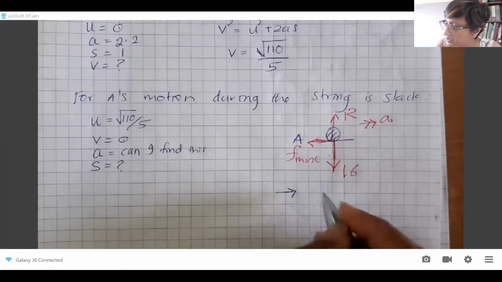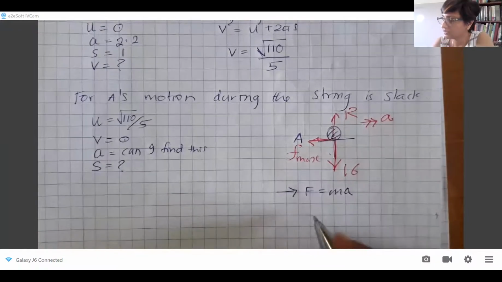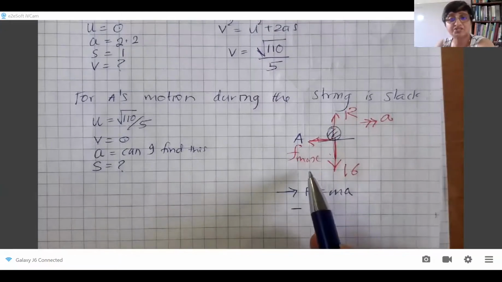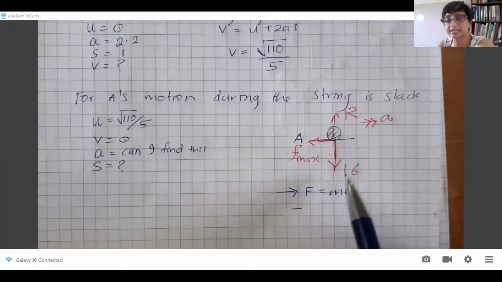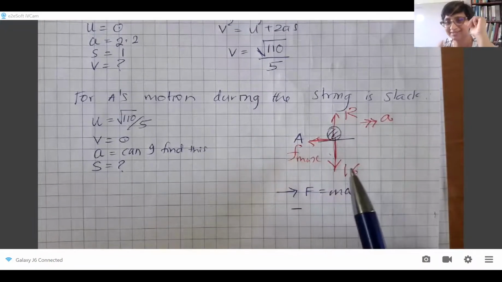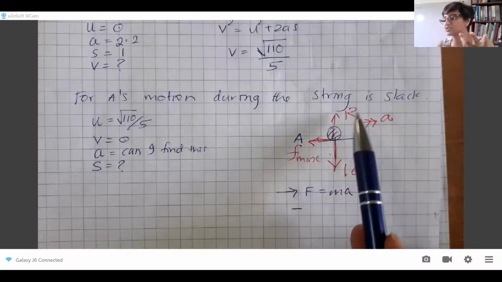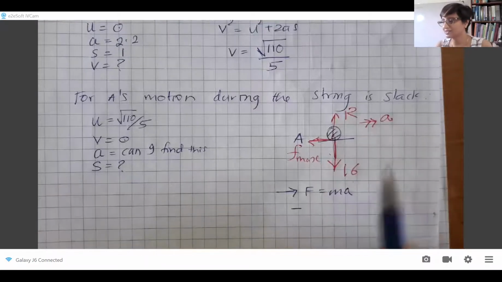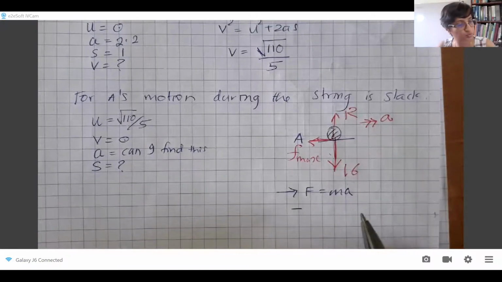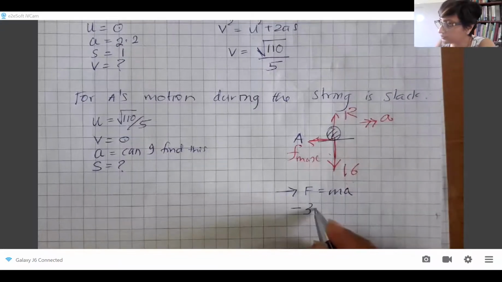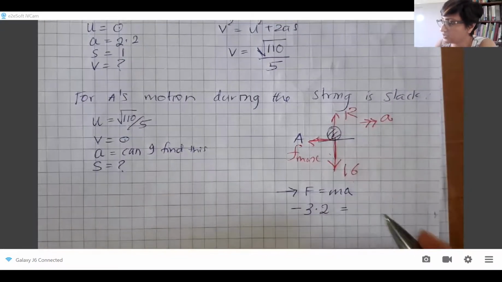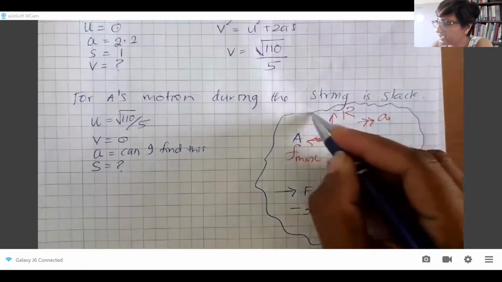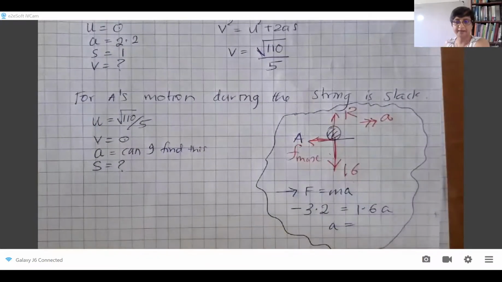You apply F equals ma this way. The only force is F max. Would F max change? R is still 16 and then F max is the same, right? You have to argue like that. R has not changed. R is equal to 16. Mu is the same mu. The surface didn't change. So what was F max before? 3.2. This F max is 3.2, equals 1.6A. You can very quickly find A and put it here. How much is A?